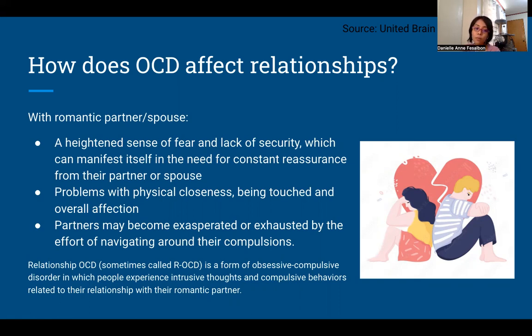So they may keep wanting reassurance from their partners. Then they also have problems with physical closeness, like being touched and overall affection. This is especially so for those who have obsessions and compulsions when it comes to germs. They may hesitate when it comes to touching hands and being intimate with their partners. Overall, when it comes to affection or physical closeness, they may have a problem with that when they have those kinds of compulsions and fears. And then partners may become exasperated or exhausted by the effort of navigating around their compulsions. This is also something partners should be aware of. They also need to have self-care, and they might need to seek help or support from others so that they know what it feels like to have a partner who has OCD.